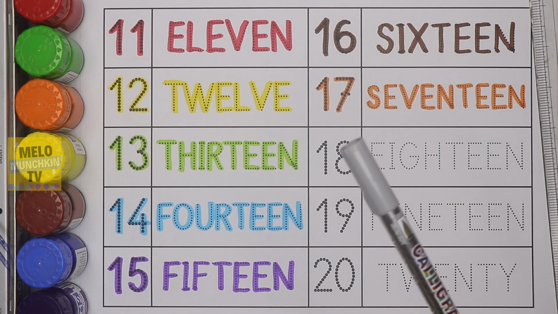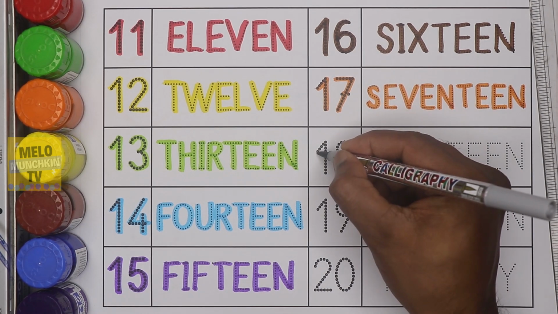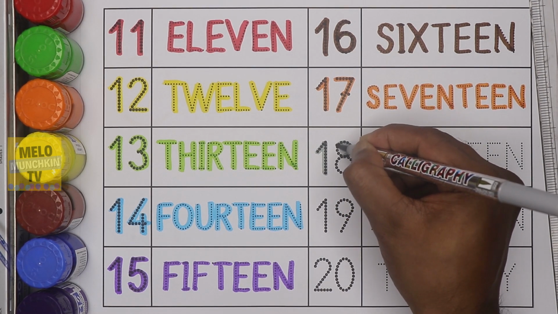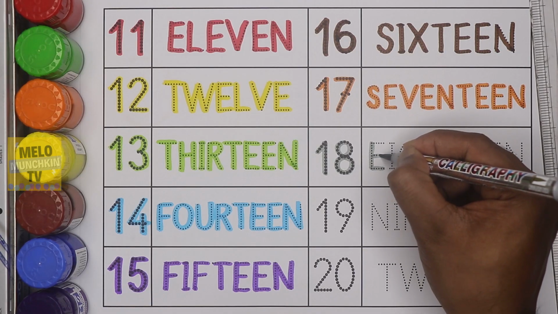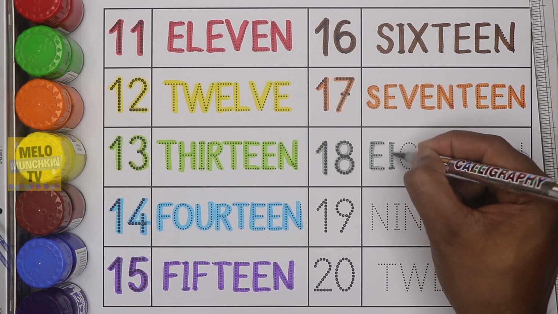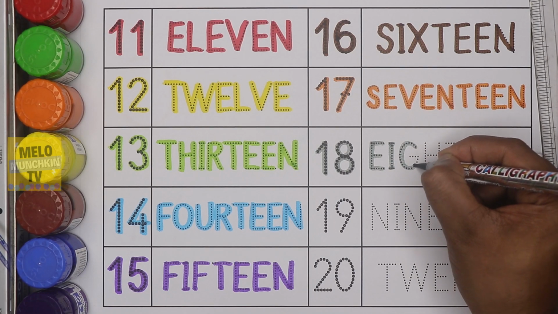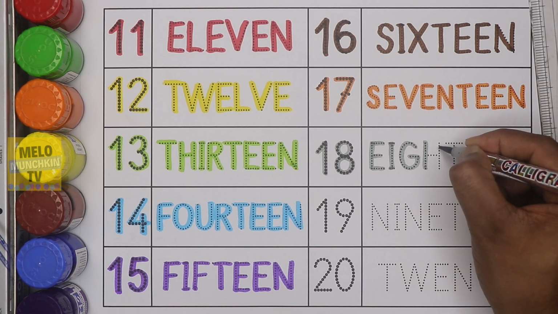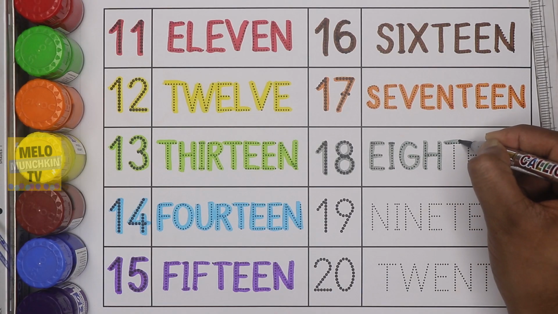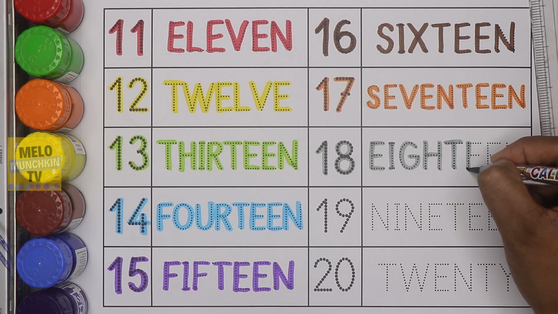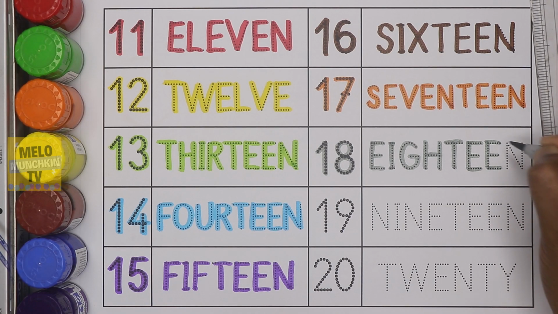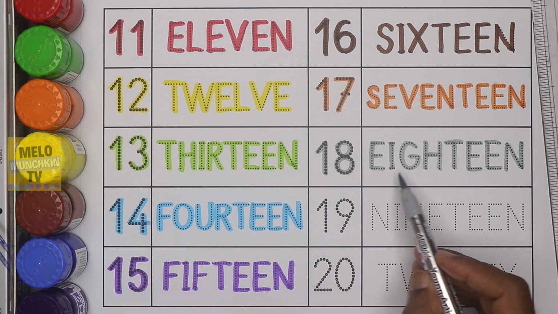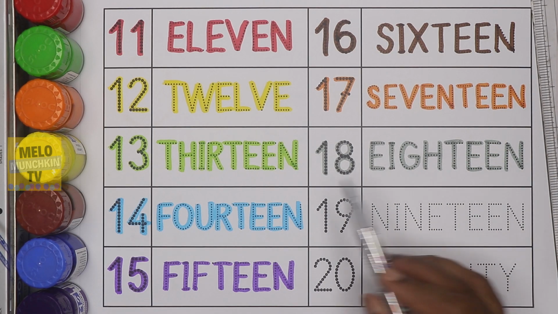Next, I'll take gray color and write number 18, that is 1, 8, 18. And the spelling is E-I-G-H-T-E-E-N, 18. E-I-G-H-T-E-E-N, 18.